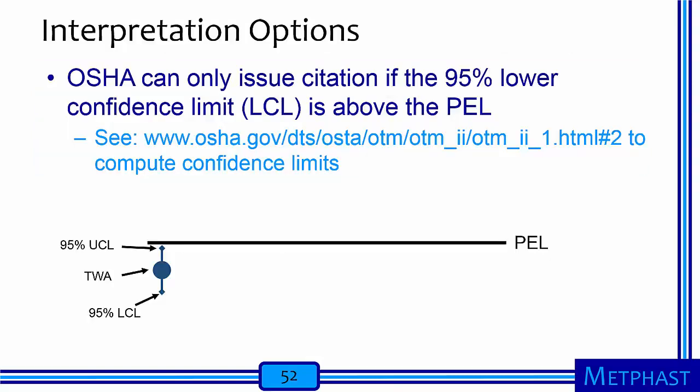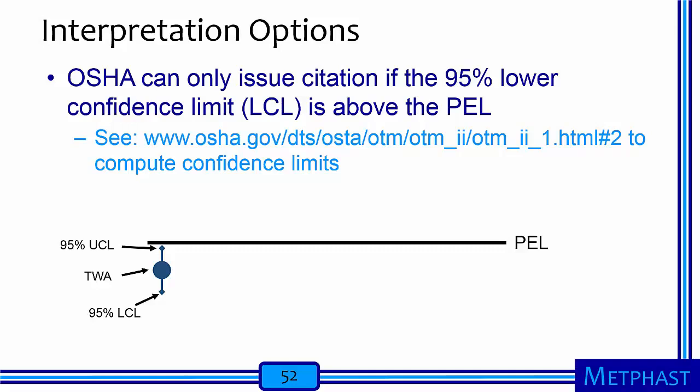Finally, let's discuss how to interpret the results of the measurements that we make. Say that we measure a time-weighted average exposure that is lower than the permissible exposure limit. We need to compute confidence intervals of our measurements per the website given here, and we get a 95 percentile upper confidence limit, and we get a 95 percentile lower confidence limit. So in this case, the time-weighted average and confidence intervals are below the occupational exposure limit, so we are in compliance. No citation from OSHA.